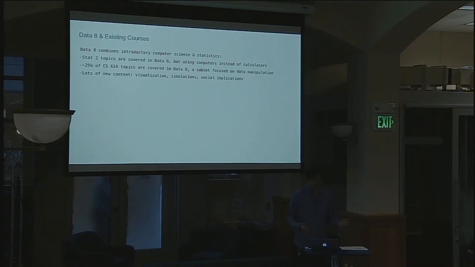But there's new stuff. So it's not just like Stat 2 plus 61A and we glued them together and called it a day. No, we talked to a lot of people from around campus about what was important to their disciplines and what everybody should know. And we came up with that there should be a lot of data visualization. There should be simulation, where you can see what happens if you try different processes, and that we should explore some of the social implications around privacy, around art, this kind of stuff.